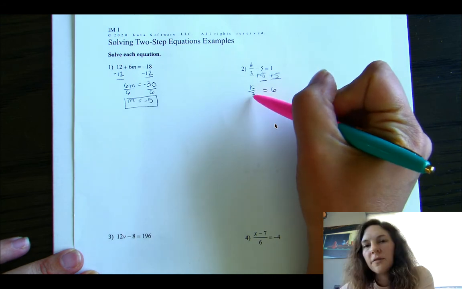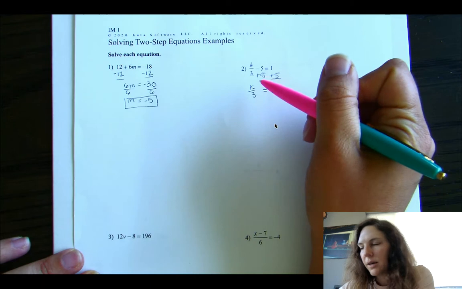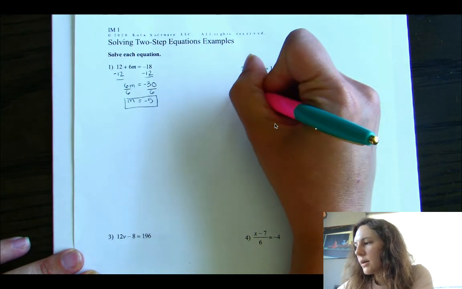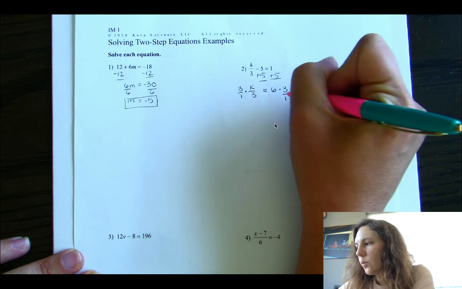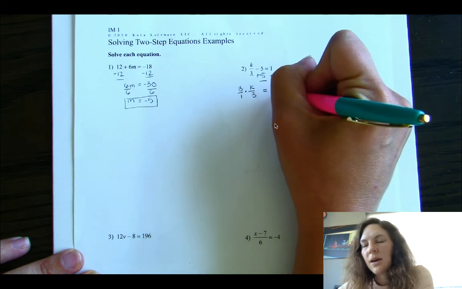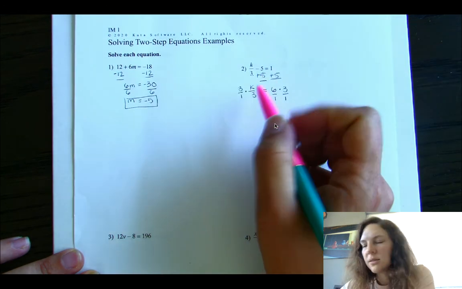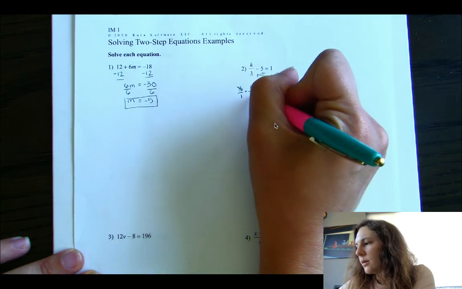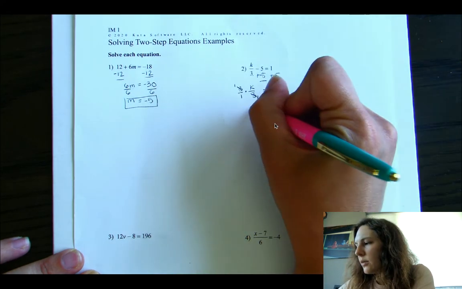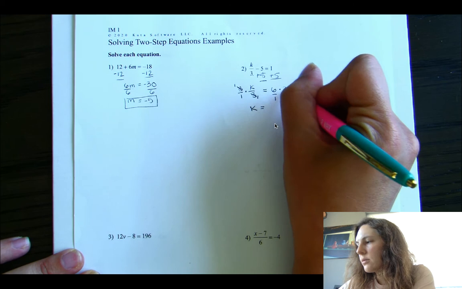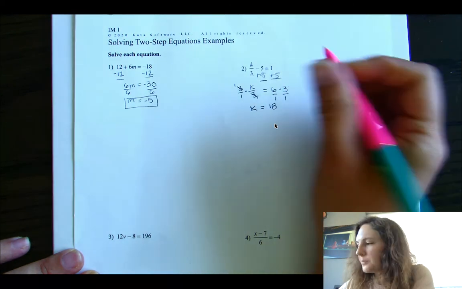Notice how k is being divided by 3. So in order to get rid of division, we need to multiply. So I'm going to multiply both sides by 3 over 1. The reason I'm choosing 3 over 1 is that it's the same thing as 3. It just makes it easier when I'm looking at this. So 3 divided by 3 gives us 1. So I'm left with k equals 6 over 1 times 3 over 1, which is 18 over 1, or 18.